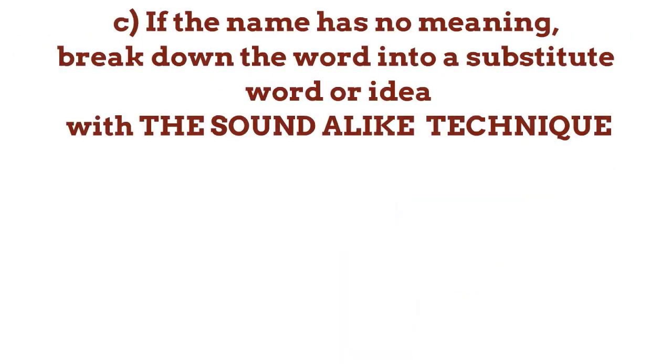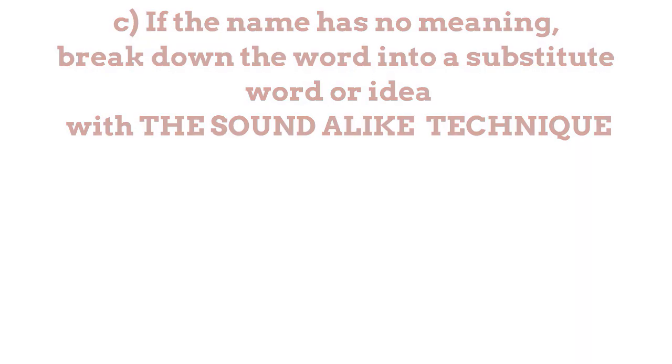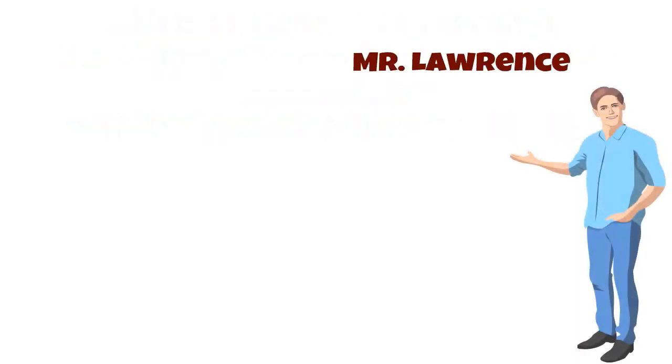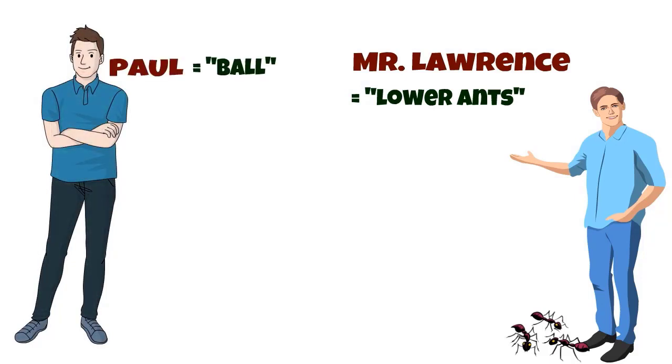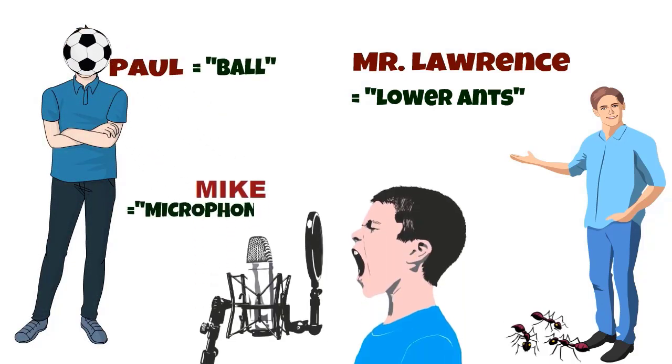If the name has no meaning, you can break down the word into a substitute word or idea using the sound-alike technique. For example, if you meet Mr. Lawrence, you might think of some lower ants. If you meet a Paul, you might think of a ball. And if you encounter a Mike, you might think of a microphone.